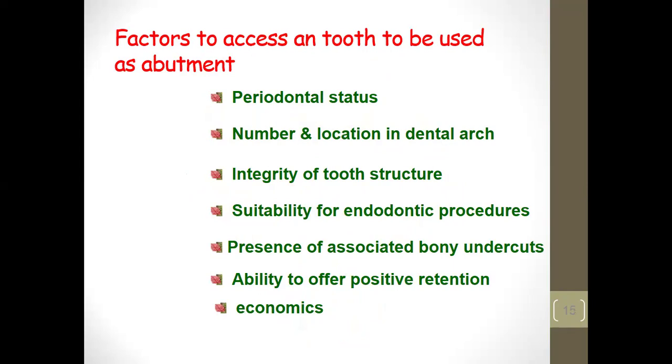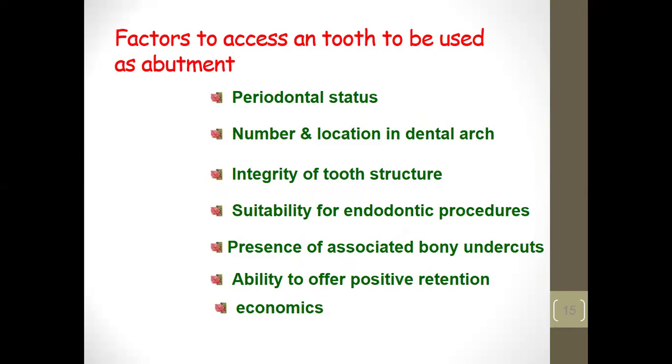Next would be the number and location within the arch. And next would be the integrity of tooth structure. How good can it offer support for the overdentures? And suitability for endodontic procedures would be the next criterion after perio. If endo cannot be done for those abutments, there is no point. Or if there is an infection that says any relapse can happen, it's going to go for failure. It's better to extract those teeth and go for a routine prosthesis.